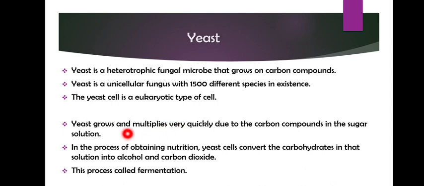Also the yeast will grow and multiply very quickly due to the carbon compounds in the sugar solution, because we say that it grows on carbon compounds. Followed? Now in the process of obtaining nutrition, the yeast cells will convert the carbohydrates in that solution into alcohol and carbon dioxide. You should know this, that it will convert the carbohydrates, means sugar, into alcohol and carbon dioxide. Now this process is called fermentation. Followed, students?